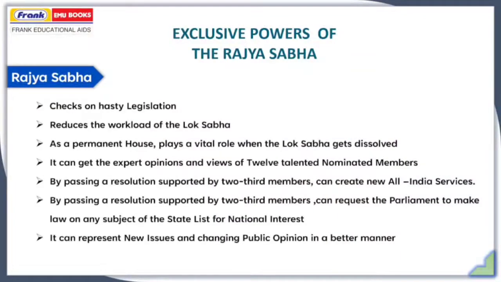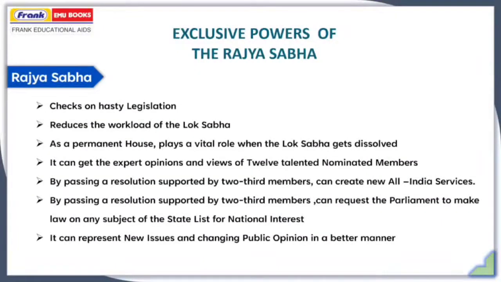So let's talk about the powers and functions of Rajya Sabha. Rajya Sabha checks hasty legislation. It reduces the workload of the Lok Sabha. And as a permanent house, as we have seen that Rajya Sabha is a non-dissolving house, it plays a vital role when the Lok Sabha gets dissolved. It can get the expert opinions and views of 12 talented nominated members.